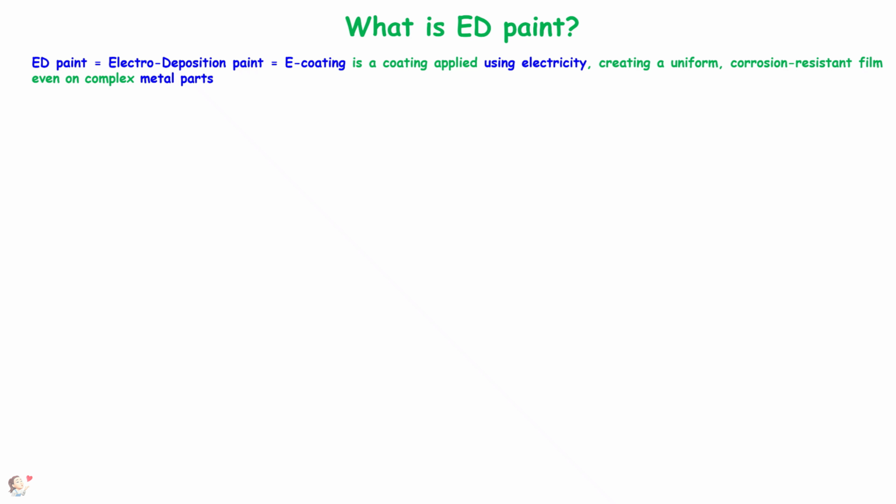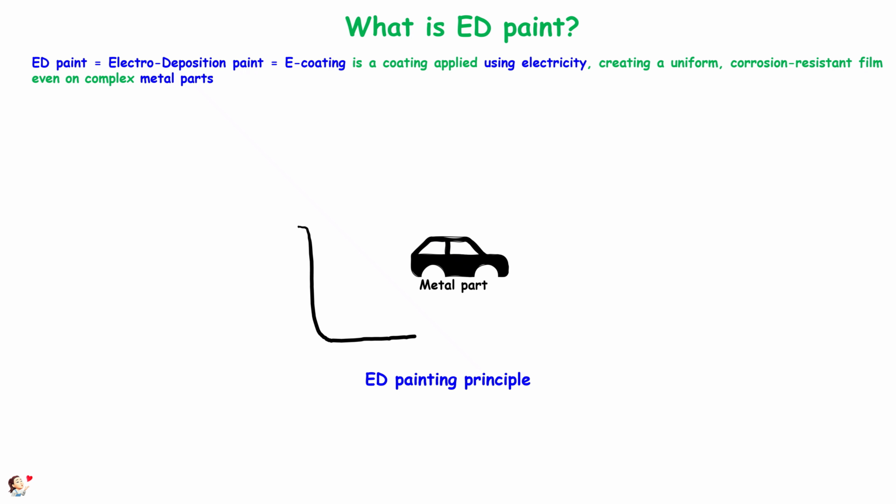Next, we will explore the most basic yet crucial aspect of ED paint, the ED painting principle. Let's say I have a metal part. I call it a metal part to apply ED paint. The metal part is immersed in a paint bath called an electro-deposition bath. The bath is filled with paint. Specifically, it consists of the 4 components we just learned about.